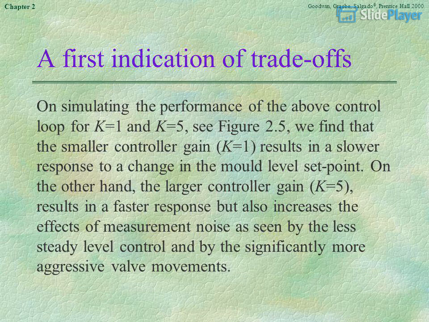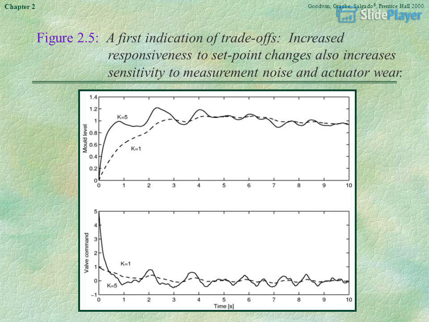A first indication of trade-offs. On simulating the performance of the above control loop for k equals 1 and k equals 5, see Figure 2.5, we find that the smaller controller gain, k equals 1, results in a slower response to a change in the mold level set point. On the other hand, the larger controller gain, k equals 5, results in a faster response but also increases the effects of measurement noise as seen by the less steady level control and by the significantly more aggressive valve movements.